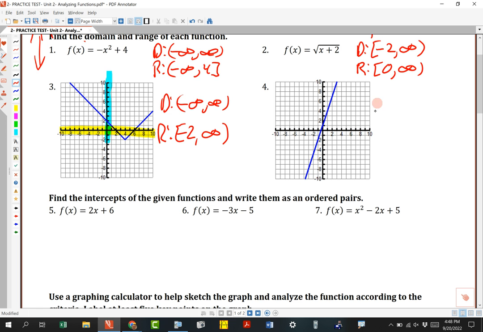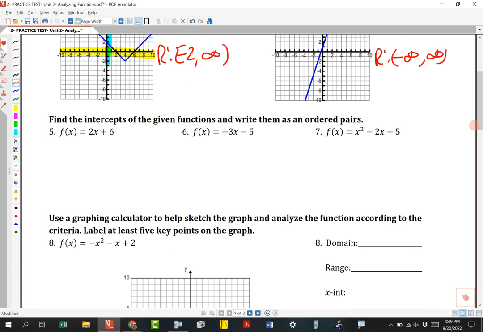This is a linear function right here, and linear functions are kind of nice. You can plug anything you want, and you're going to get any number out if we've got something like this that's tilted. So this is going to be from negative infinity to infinity, negative infinity to infinity on both of those. And then what we want to do right here is we want to find the intercepts.